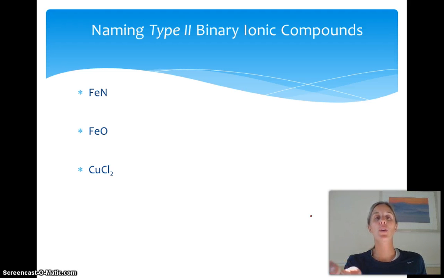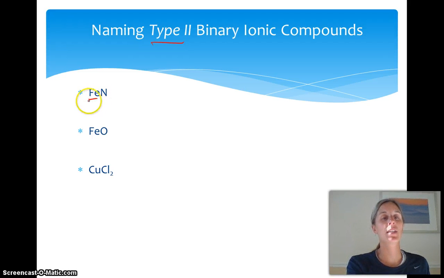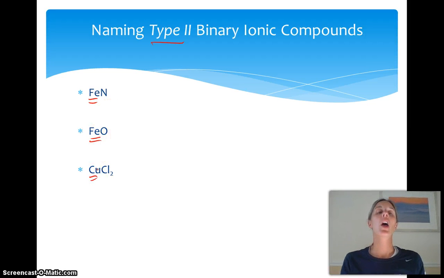So here, we know they're all type 2 binary ionic compounds because all of our metals in these examples come from the transition metal area. The iron is in the middle, the iron again is in the middle, and the copper is in the middle. So let's go ahead and do our simple algebra to figure out what Roman numeral we need to use in these names. So our first example, we're dealing with iron, and it is stuck to a nitrogen. So let's go ahead and do our algebra.